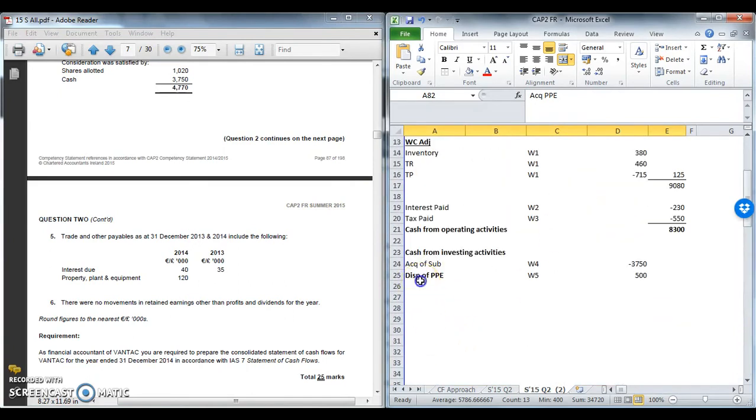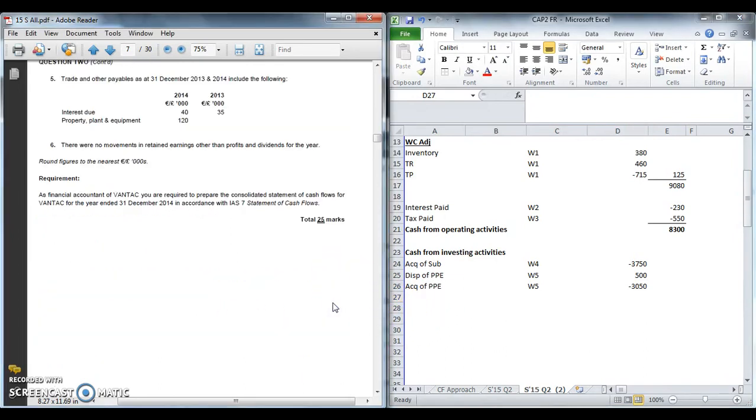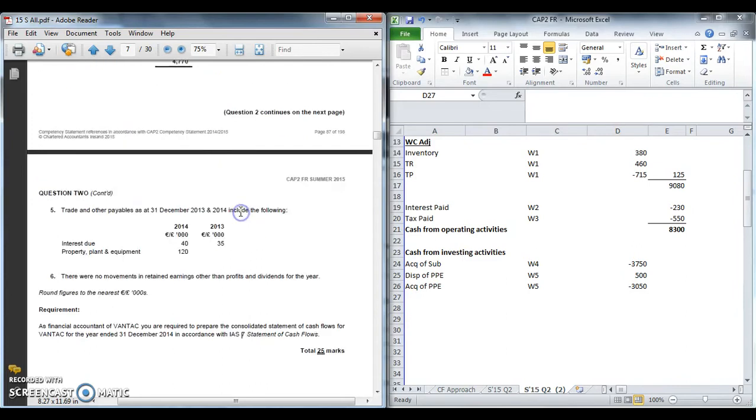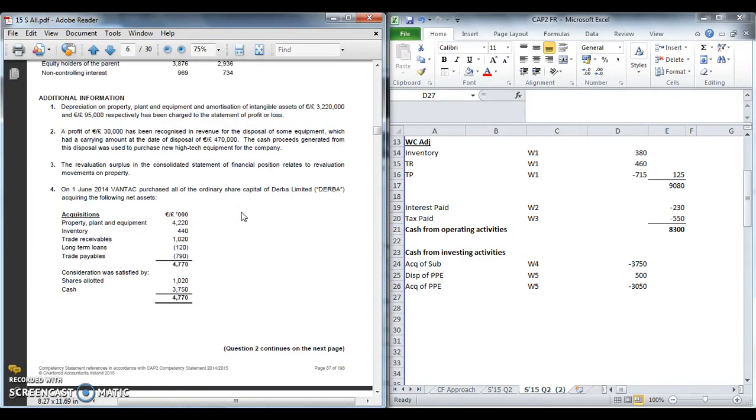So working 5 then, hold that off, AC of PPE working 5 minus 3050. So again, we're working down through them and we're filling in as we go along and we're building marks. So that was one of the more difficult ones in terms of how to deal with property, plant and equipment. There's typically a good few.